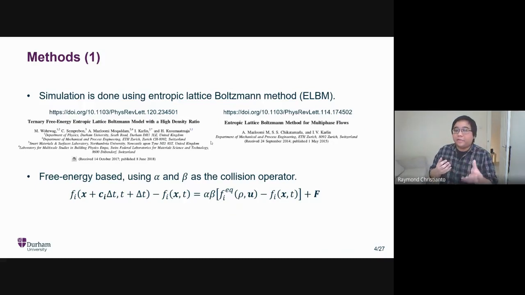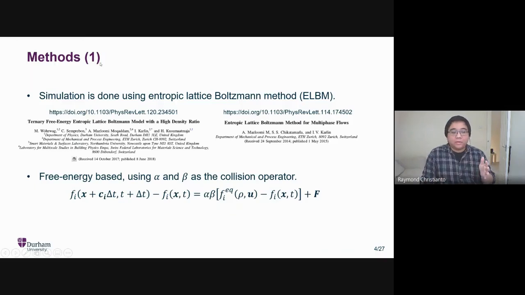Ternary free energy ELBM, which itself is based on the ELBM done by Ilya Karlin. So it's free energy based, and instead of using BGK, a single tau value for the collision operator, we are using alpha and beta. Alpha is the root of the discrete entropy function. Beta controls the system viscosity, and this is the lattice Boltzmann equation.